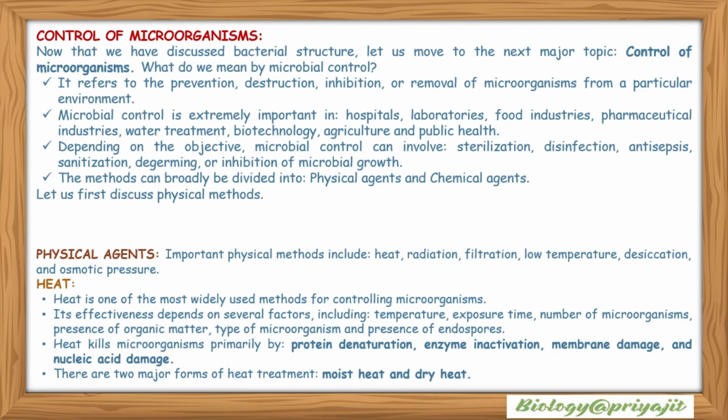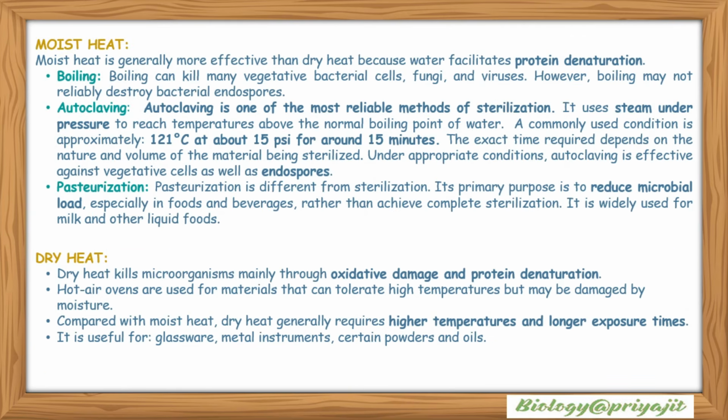Heat is the most widely used method for controlling microorganisms, which kills microorganisms primarily by protein denaturation, enzyme inactivation, membrane damage and nucleic acid damage. There are two major forms of heat treatment: moist heat and dry heat. So the moist heat is performed by boiling, autoclaving and pasteurization. Dry heat kills the microorganism through oxidative damage and protein denaturation.